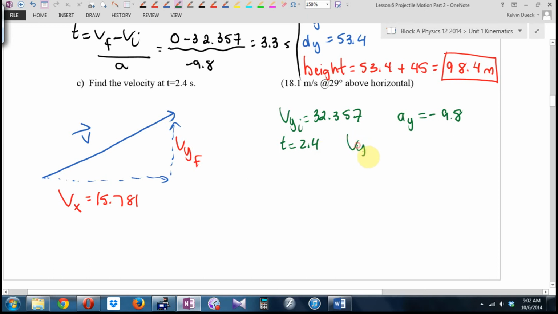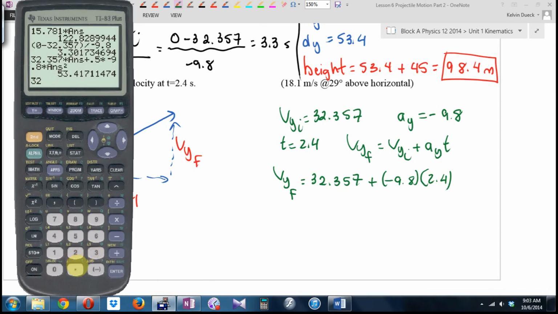Can I find Vy final? Yeah, it's going to be Vy initial plus at, as long as everything in there is vertical, except for t because it's a scalar. The vertical component after 2.4 seconds is going to be 32.357 plus negative 9.8 times 2.4.